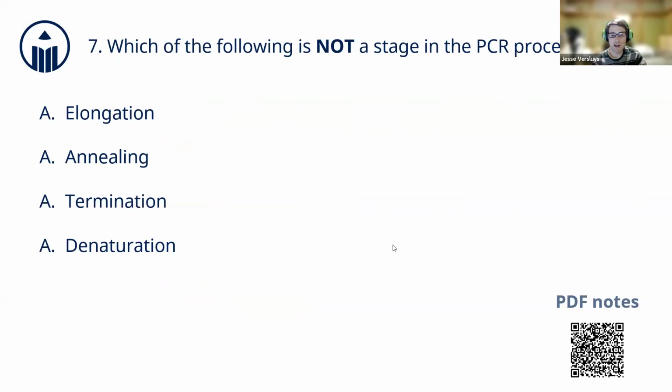Which of the following is not a stage in the PCR process? We've got elongation, annealing, termination, and denaturation.